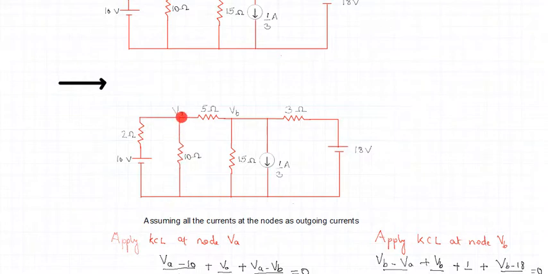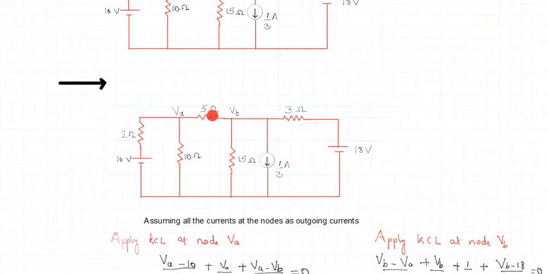Then comes the third branch, this branch. So what is the potential difference here? It is VA and VB. These are the two potentials. So take the difference. VA minus VB upon 5 will be the current which flows through this particular branch. So I now know the currents in all the three branches.